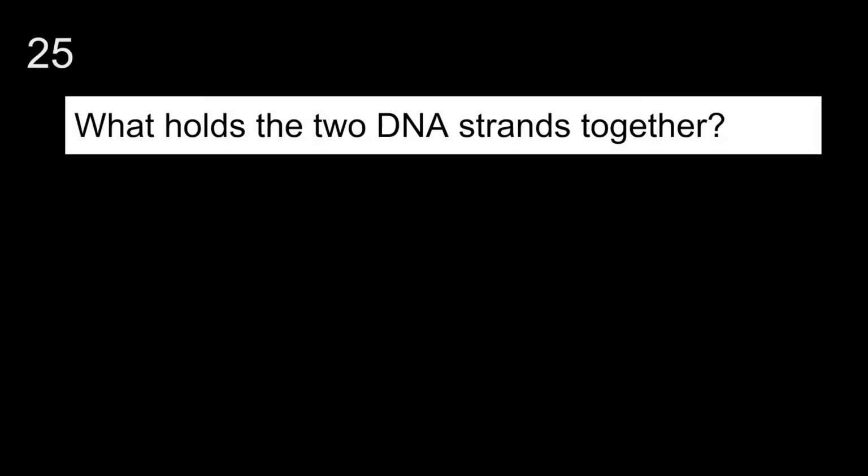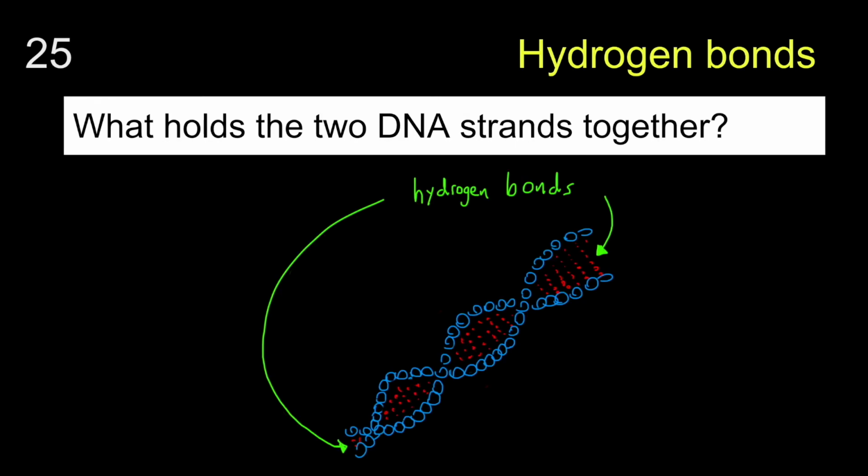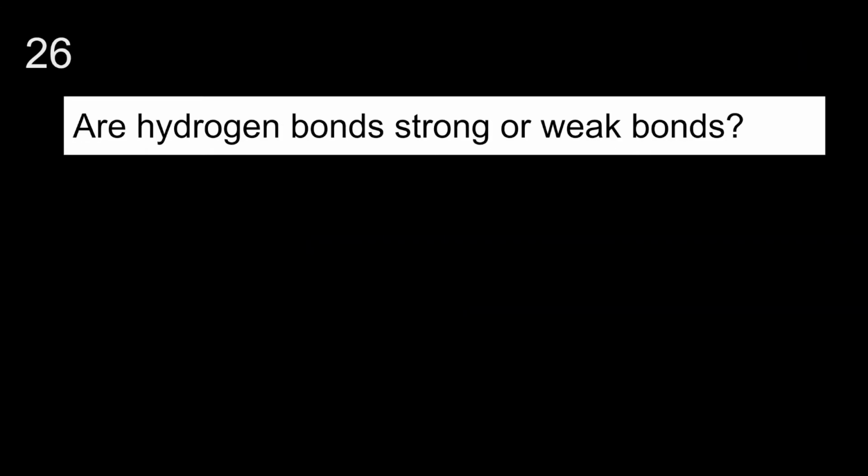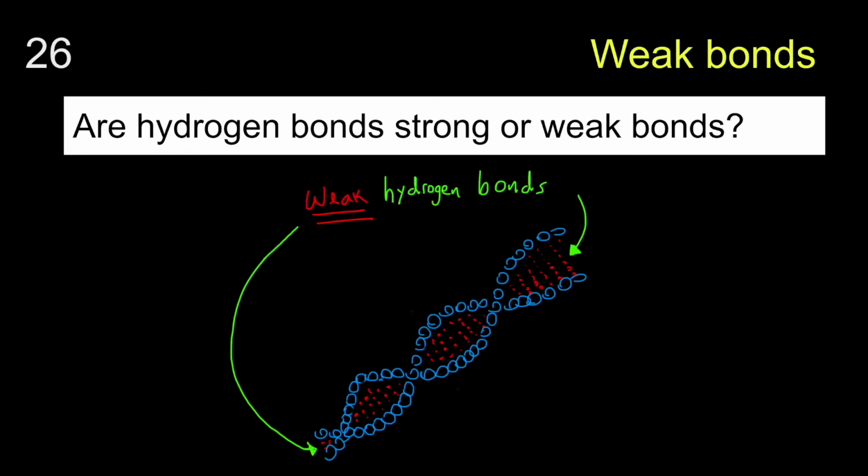Question 25. What holds the two DNA strands together? The answer is weak hydrogen bonds. A lot of times textbooks draw hydrogen bonds as little red dots, and that's what holds those two adjacent strands together. Question 26. Are hydrogen bonds strong or weak? They are actually weak bonds, and they need to be weak bonds because during DNA replication, they get broken apart.